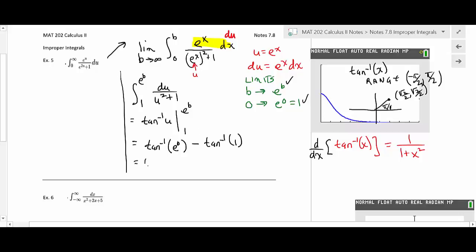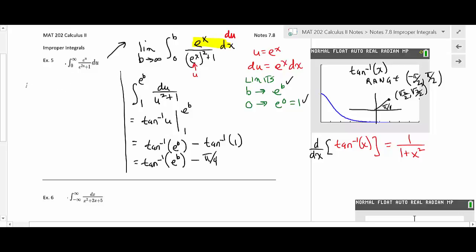So what you're going to have is the inverse tangent of e to the b minus pi over 4 like that. Okay, so that's the idea. So that's the integral. Now we've got to do the limit. Is everybody okay on that trig? Because that's going to show up from time to time.